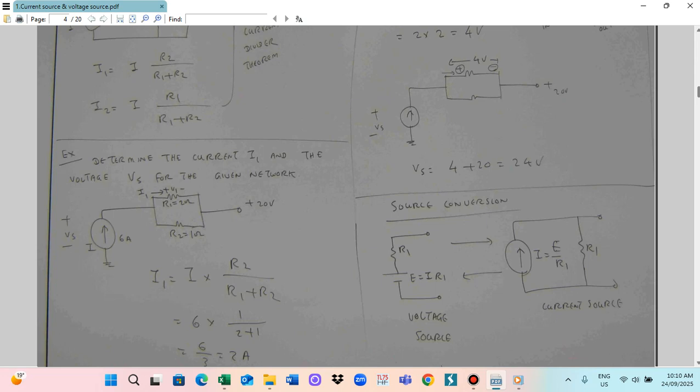If you see a voltage source, you can transfer it to a current source. If you find a current source, you can change it to a voltage source. So we can interchange the current source and the voltage source. This is source conversion.